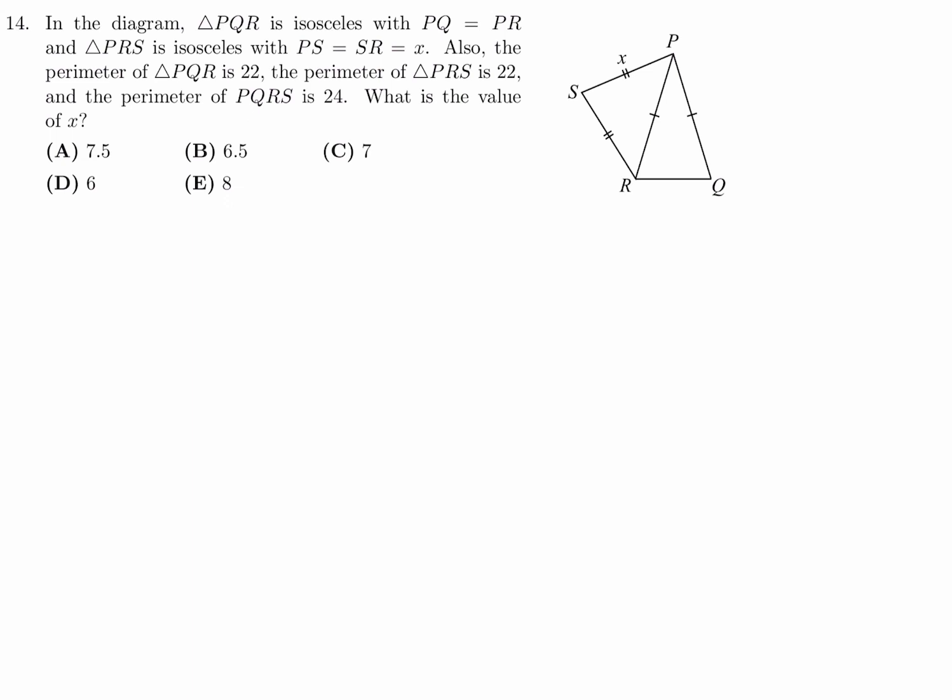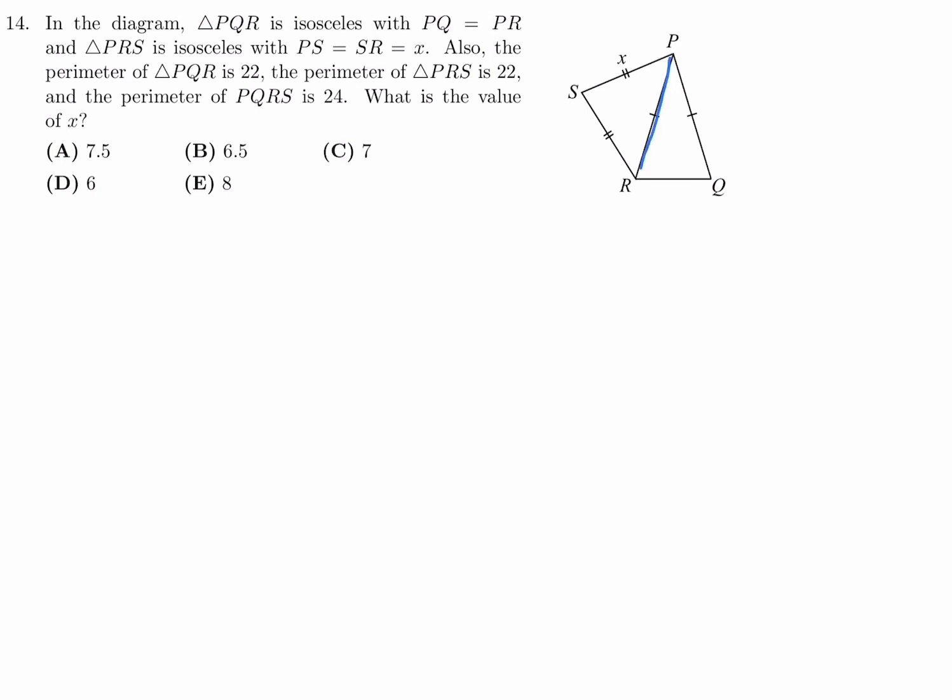In the diagram, triangle PQR is isosceles with PQ equal to PR and triangle PRS is isosceles with PS equal to SR equals X. Also, the perimeter of triangle PQR is 22. The perimeter of triangle PRS is 22. The perimeter of PQRS is 24. What is the value of X?